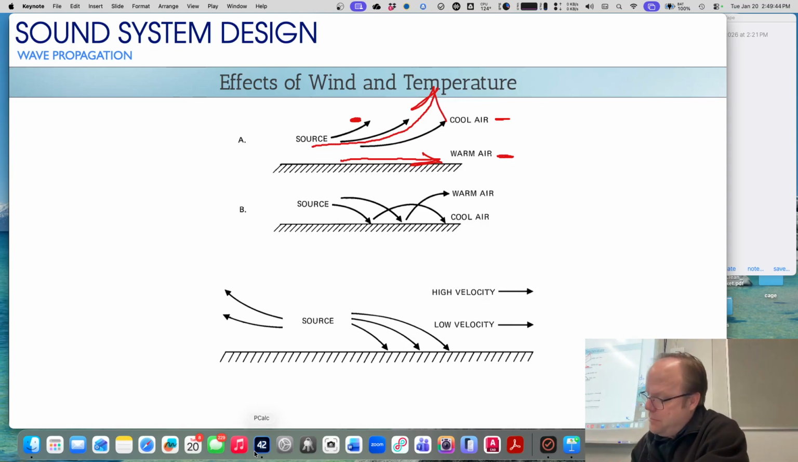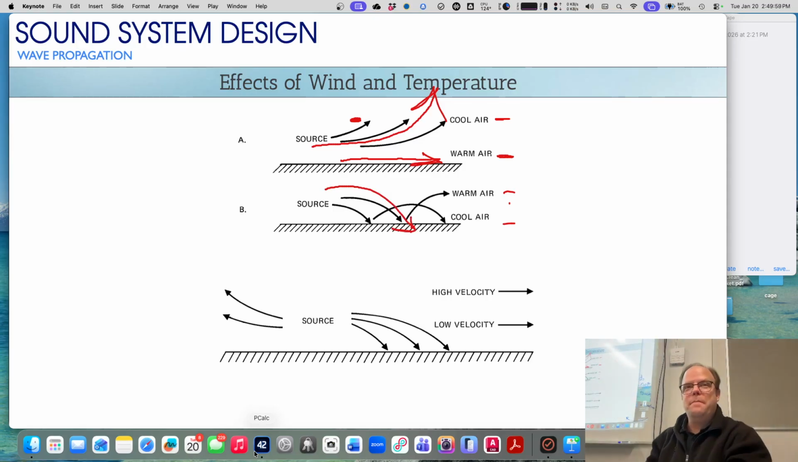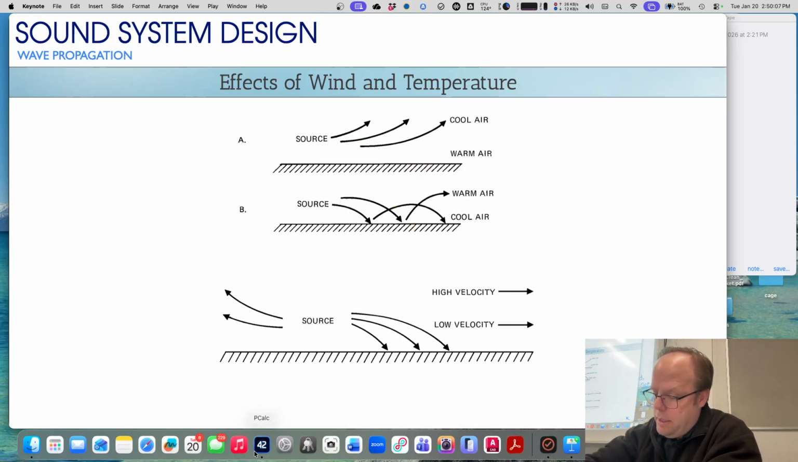The opposite thing happens if you've got warm air on top and cool air on the bottom. Up on top, it's moving really fast, and down below, it's moving slow, and it has the effect of the sound propagating downward. Well, let's think of some scenarios where this would be true and where we would run into this.